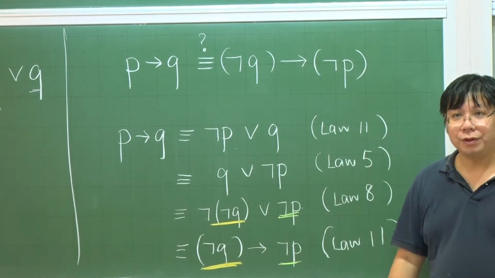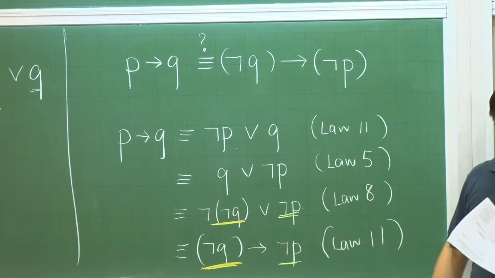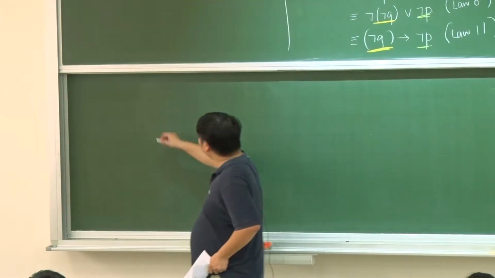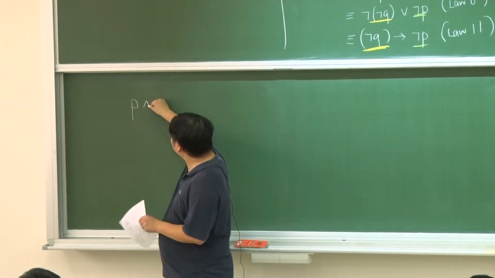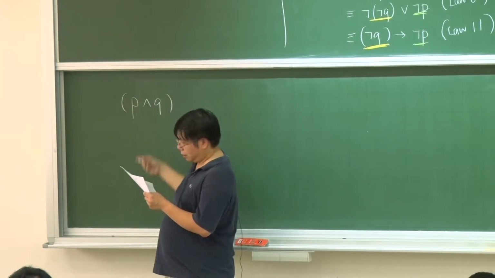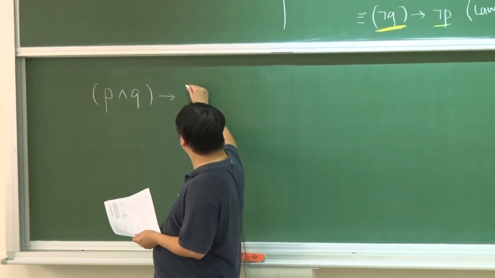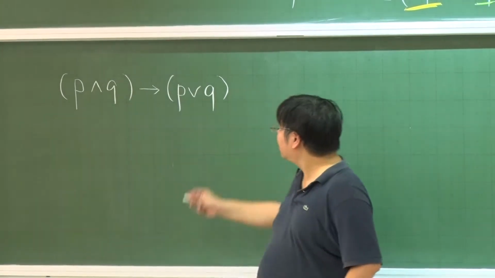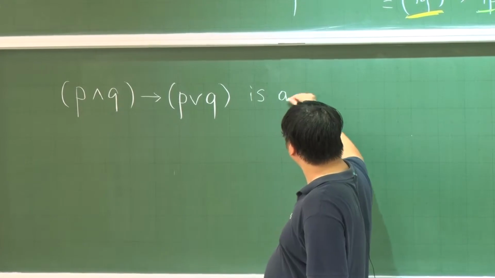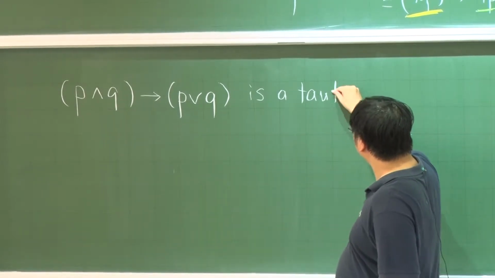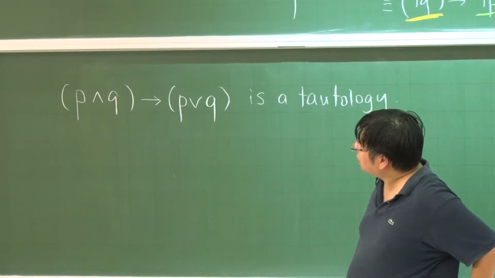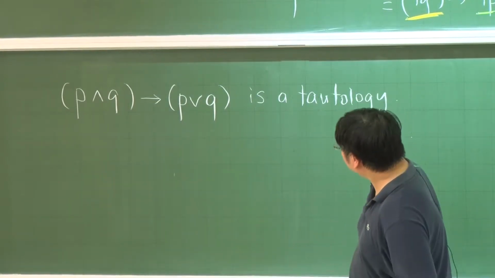So we can prove without using a truth table. But for this case, it is still okay if we use a truth table, because there are just two variables. Now here, we are trying to show that P and Q implies P or Q is a tautology. So we want to show this.